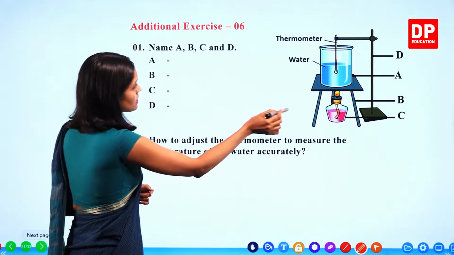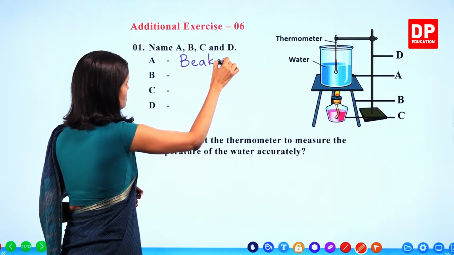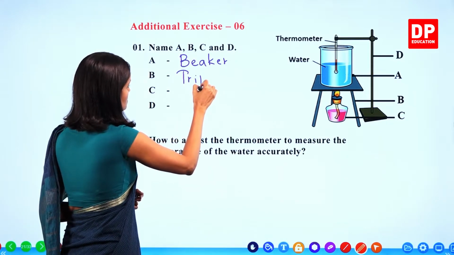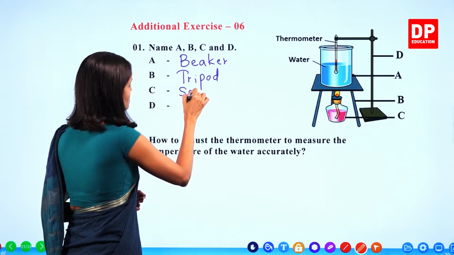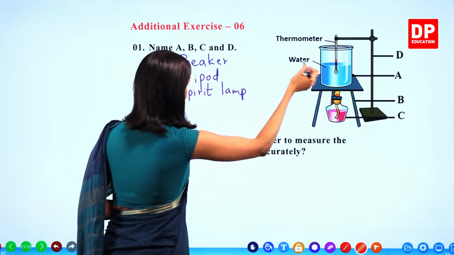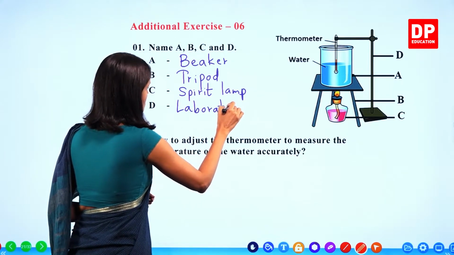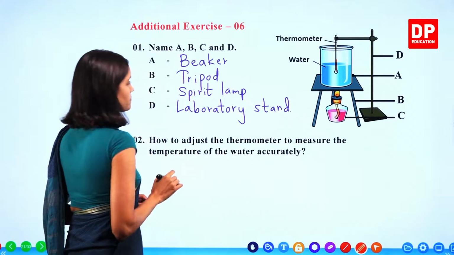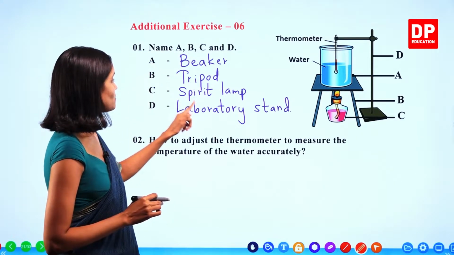Let's write. A is the beaker. B is the tripod. C is the spirit lamp. And D, laboratory stand. Right? Beaker, tripod, spirit lamp, laboratory stand.